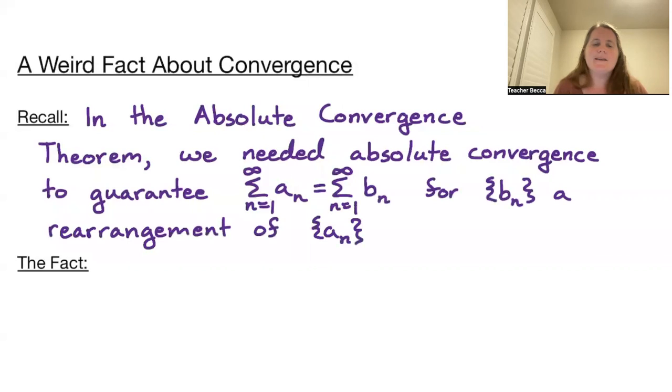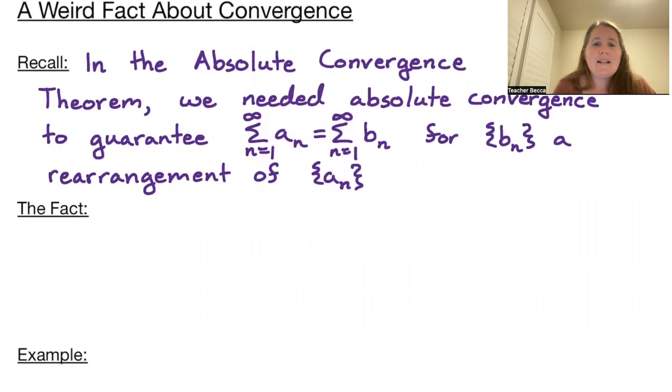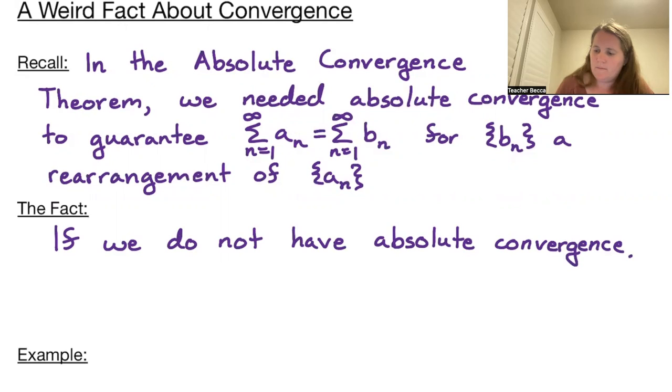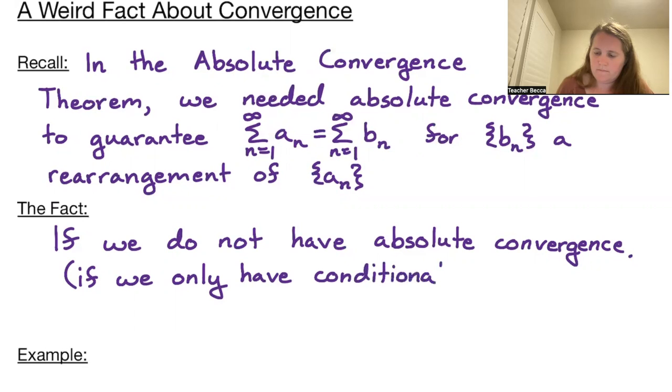So the strange fact is that if we do not have absolute convergence, rearranging the terms of our series can change what it converges to, and if it converges. So the fact is, if we do not have absolute convergence, so if we only have conditional convergence, then rearranging the terms can result in a completely different limit or sum.